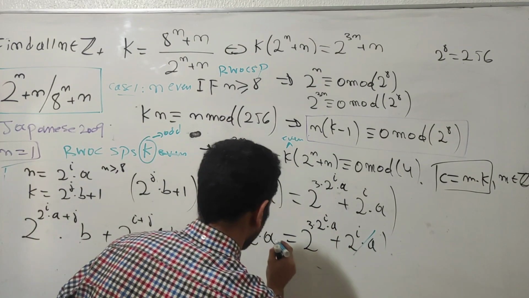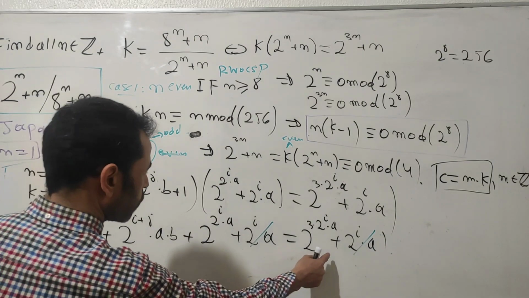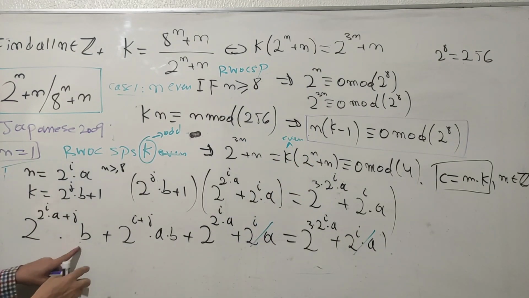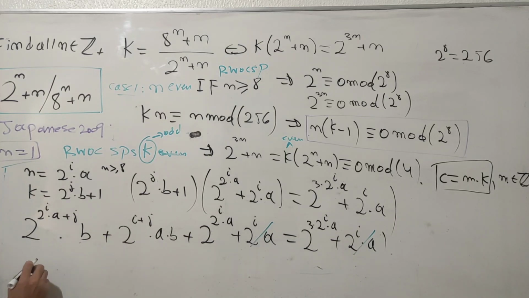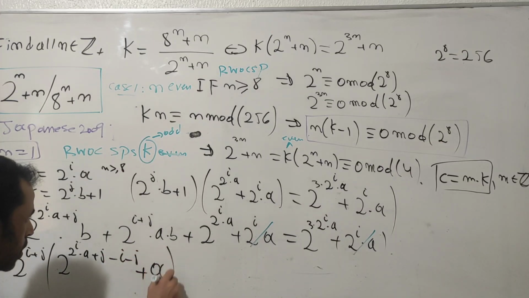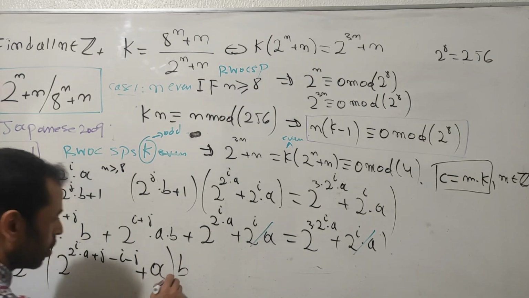This term will be cancelled out with this term. Then take this term and move it over to the right and take it as a common factor. At the same time, I'm going to take b and 2 to the i plus j as a common factor for the left hand side of this equation. So I get the following. I get 2 to the i plus j. Factor this one, it will have 2 to the i multiplied by a plus j minus i minus j plus a, everything multiplied by b, because both of them have b as a common factor.